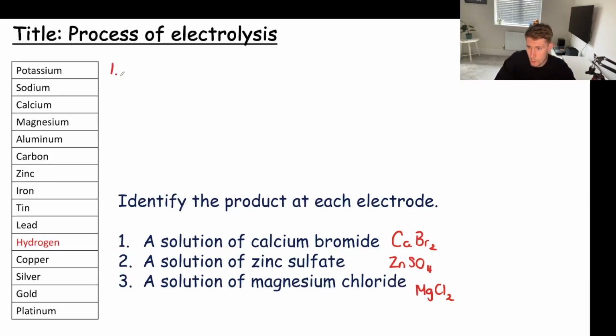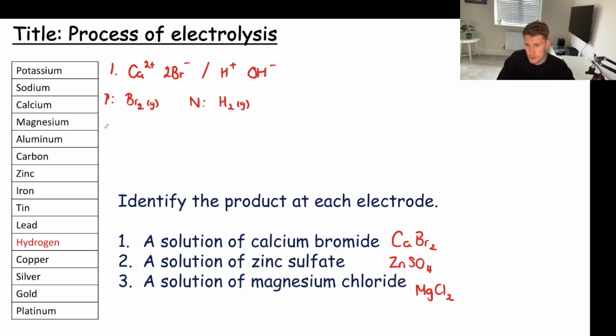If we look at number 1, we're going to do Ca2+, that's the calcium ion, the 2 bromide ions, and the H+ and OH- from water. So at the positive electrode, I can see a halide ion, my 2Br-. So that will form bromine gas there. And at my negative electrode, calcium is much higher than hydrogen. So we won't get the calcium, instead we'll get the hydrogen gas forming.